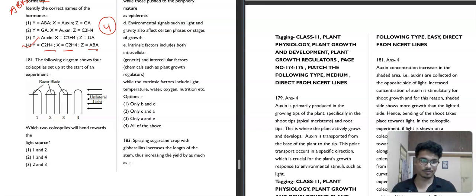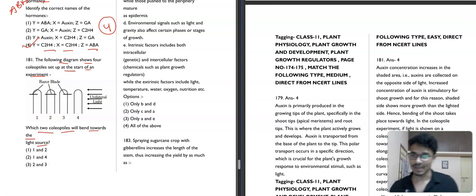Oh my god, so big an explanation is given here. The following diagram shows 4 coleoptiles set up at the start of an experiment. Razor blade is given, unilateral light is given. Which 2 coleoptiles will bend towards the light source? So unilateral light is given, and here razor blade is given for 1, 2, 3. Okay, very good. One is given on this side, one is given fully, and it is given this side, and it is nodal light. So which coleoptiles will bend towards the light source?